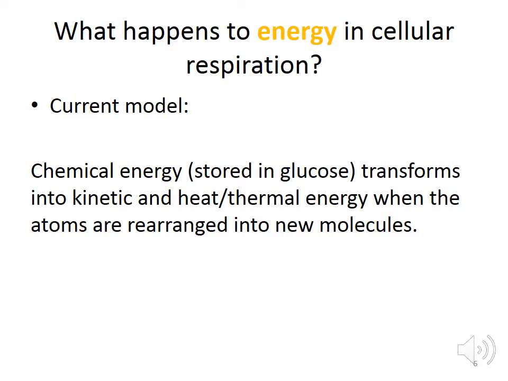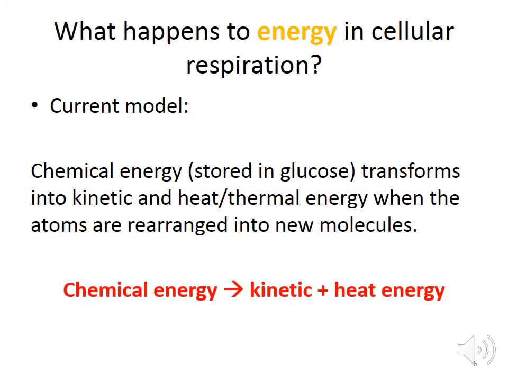We've also talked about what happens to energy in cellular respiration. Right now, our model is that the chemical energy stored in the high energy bonds of glucose transforms into kinetic and heat or thermal energy when the atoms are rearranged. In other words, chemical energy transforms into kinetic and heat energy.